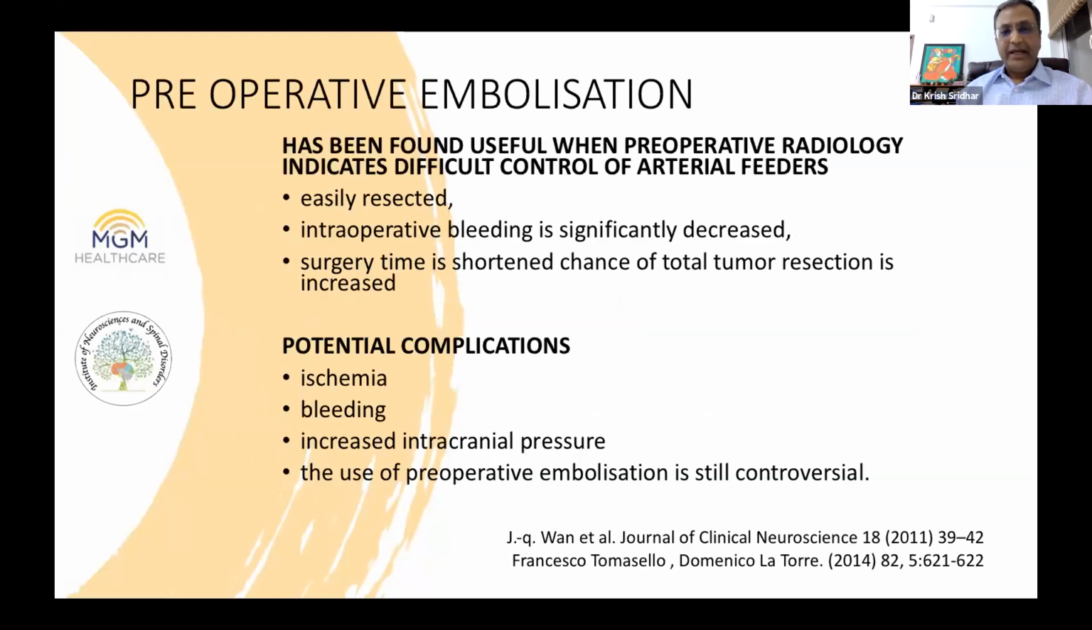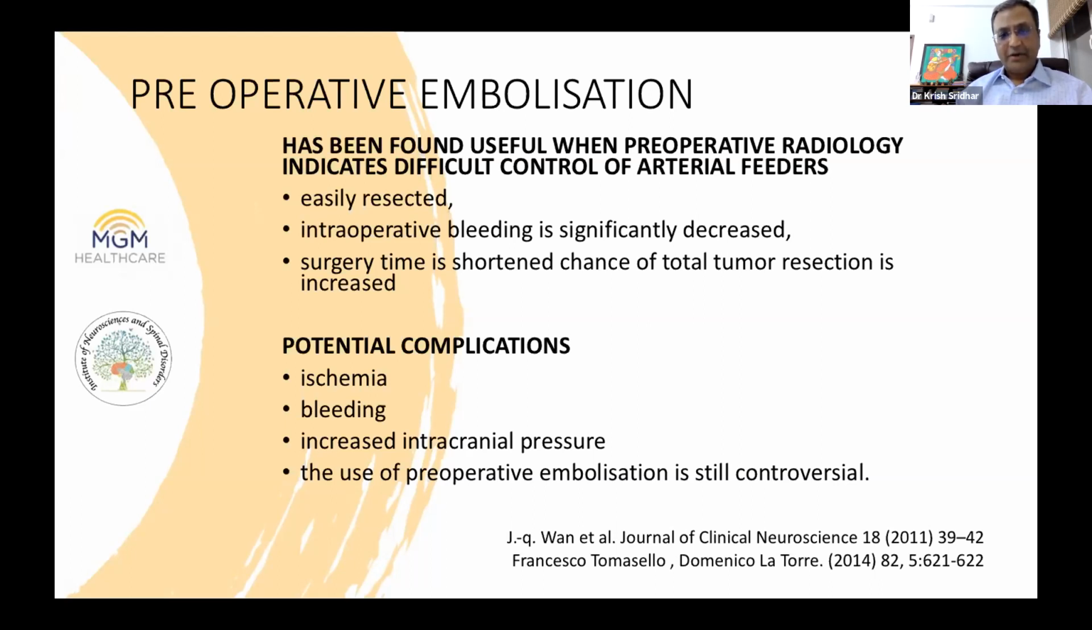When you come to looking at intraoperative bleeding, of course, then comes the question of whether you should do a preoperative embolization. Now, preoperative embolization has been tried and used by multiple authors. It has been found to be useful when the preoperative radiology indicates that it is difficult to control the arterial feeders during surgery. And once you do a preoperative embolization, you can resect the lesion easily because the intraoperative bleeding is significantly decreased. And because of this, the surgical time also is shortened, and you can easily do a total tumor resection.